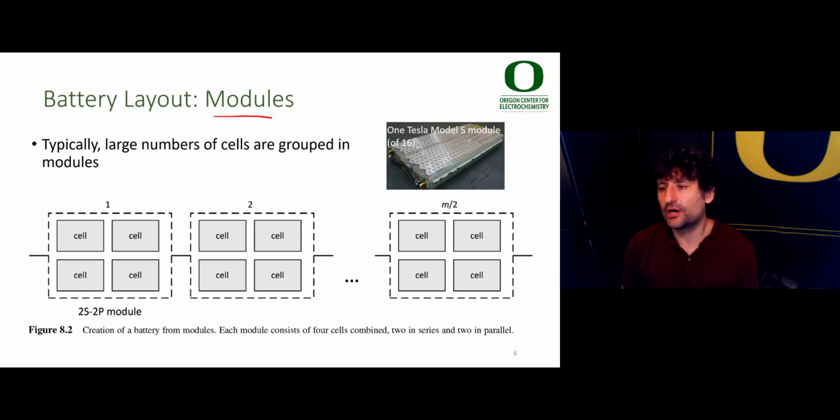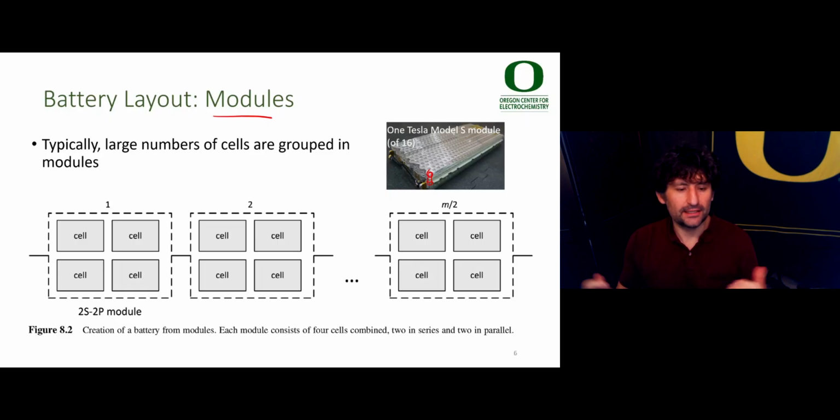Here's again the photo of the Tesla Model S module. It has, I believe, 144 cells in it, individual 18650 cells. And typically when you use these very large numbers of cells, you group them together into modules. So you don't have just one M times N array.